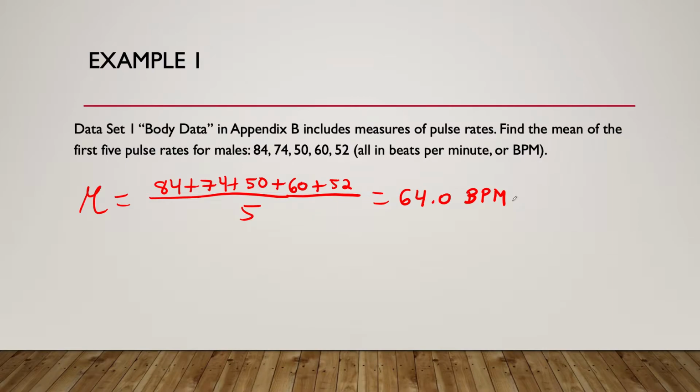An example from the Body 1 biodata dataset, which measures the pulse rates. We want to find the mean of the first 5 pulse rates for males from that dataset: 84, 74, 50, 60, and 52, all in beats per minute. We add all those up, divide by 5, and we get 64.0 beats per minute.